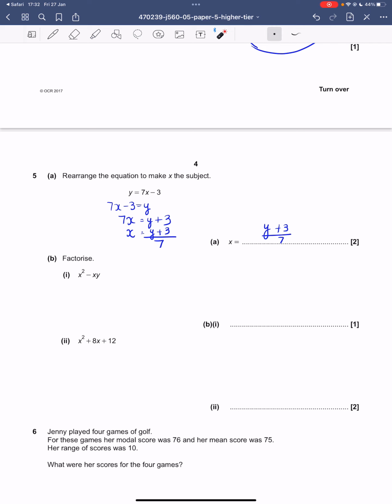Factorise means write with brackets. We've got 2 terms, which just means write with brackets if you can. Each of these divides by an x, because it's x squared.